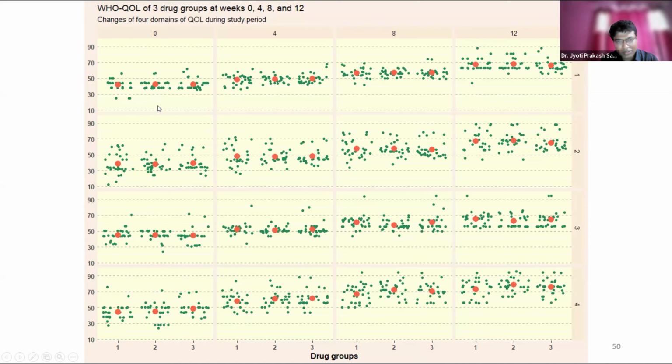This is the classic grid presentation for different time points, different factors. These are the 3 drug groups, A, B, C.